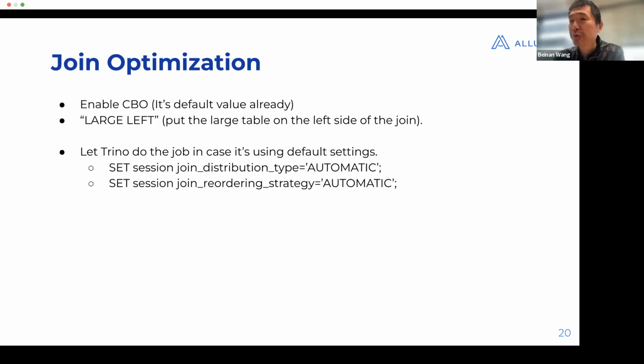Mostly you don't really need to think about it. But if you really want to do it, you can try it, and then go back and use EXPLAIN ANALYZE to see if there's any difference in your query. Sometimes it may make your query better, sometimes it may make your query worse. The other strategy is, as I mentioned, large table on the left. If you enable this one, Trino can always automatically try its best to optimize your query.